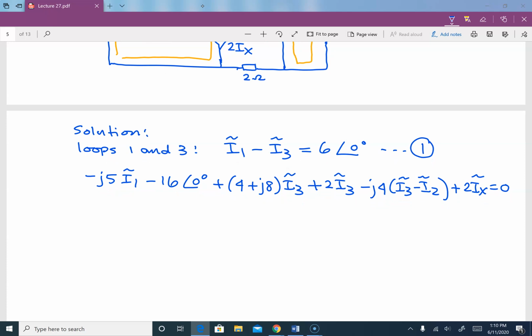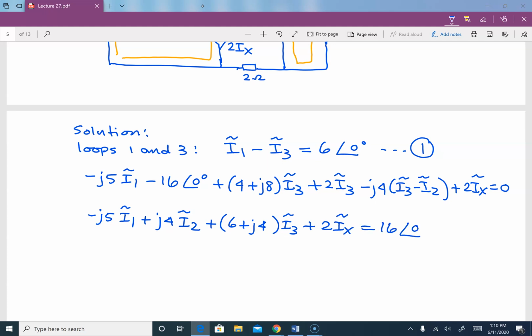So now we will collect terms. So we will have minus J5 I1 plus J4 I2 plus 6 plus J4 I3 plus 2ix, that is equal to 16 with angle 0. And this is our second equation.